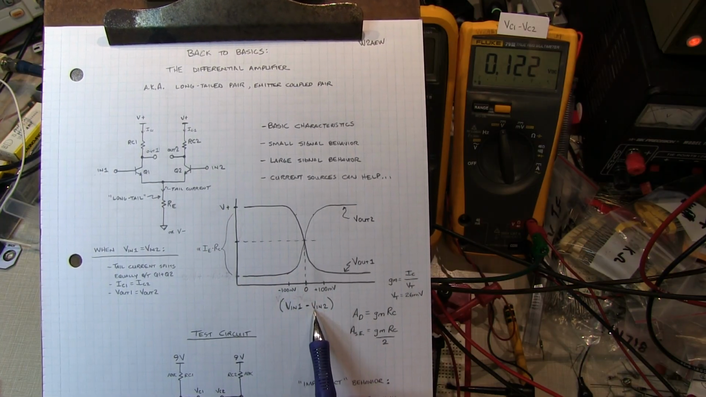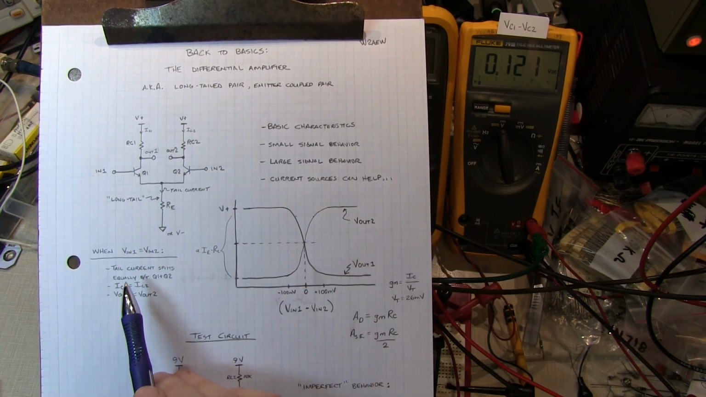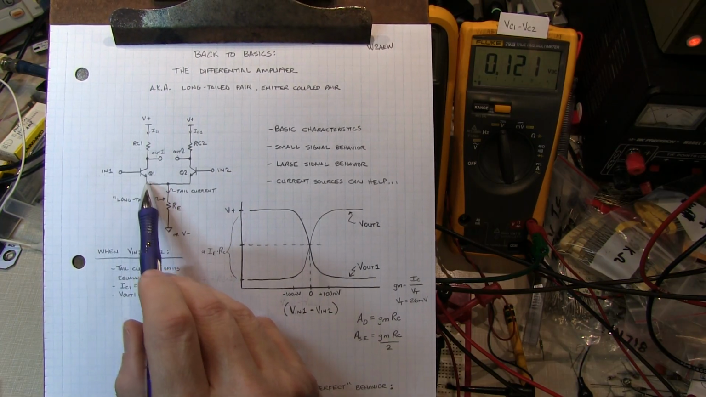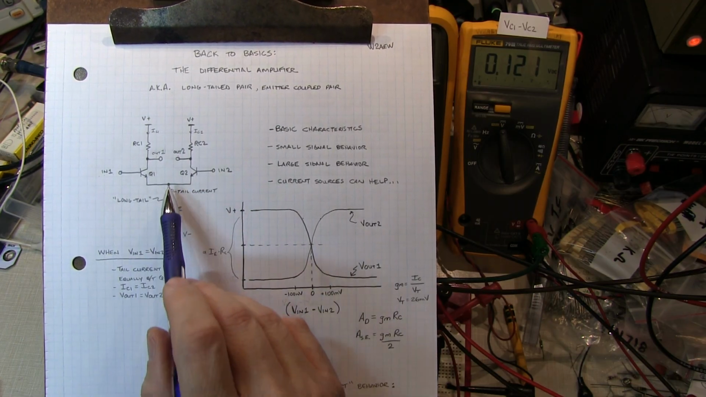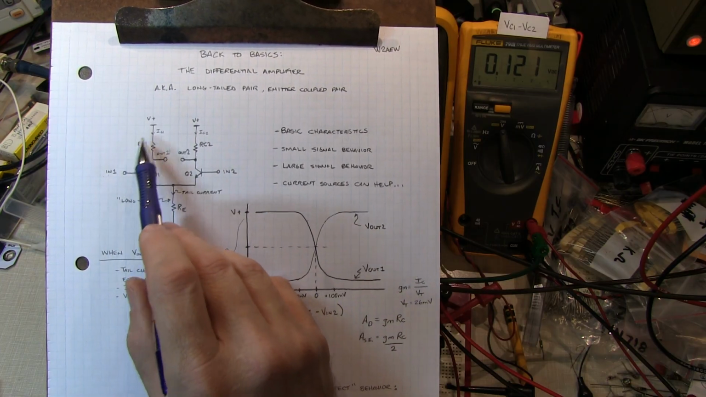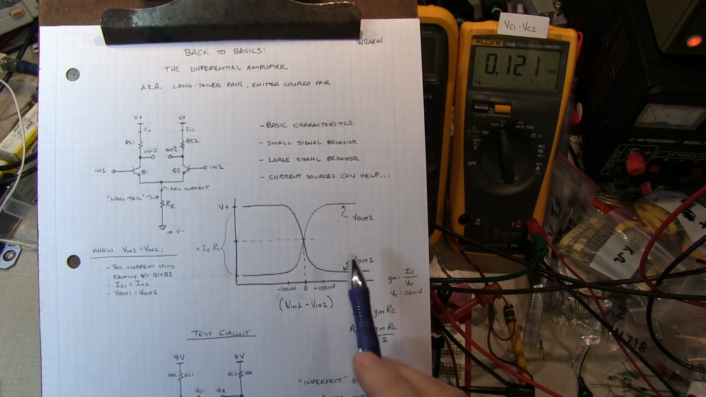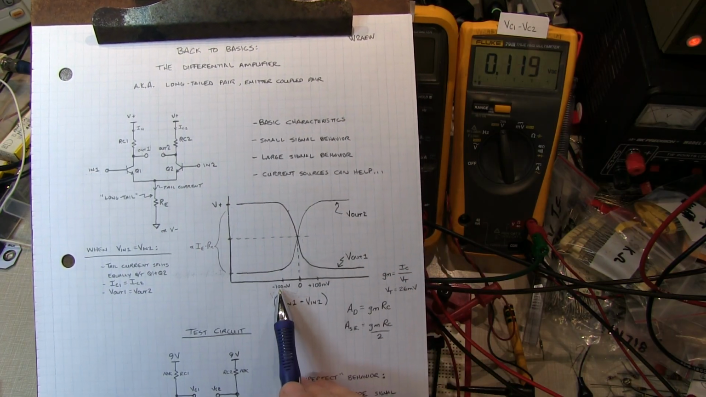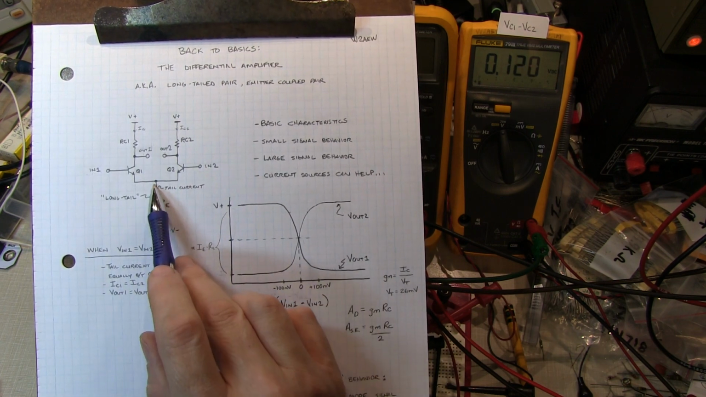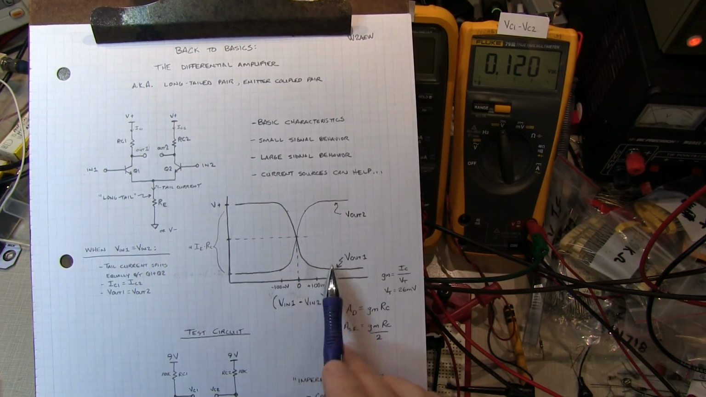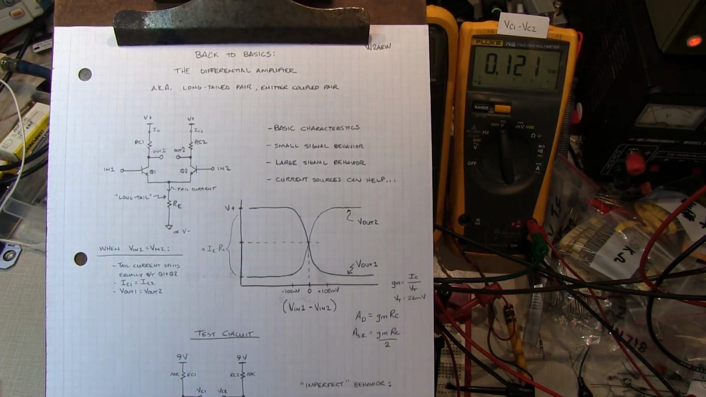Now if Vin1 minus Vin2 starts to go positive, this voltage is higher than this voltage, more of the tail current is going to go into Q1, therefore less into Q2, right? Because the sum of the currents in this node has to be equal to 0. So we'll get more of a voltage drop here, so Vout1 will drop and Vout2 will rise. Once you get to a little bit more than 100 millivolts in one direction or the other, nearly all of that tail current is going into one side and not the other anymore. And that's the basic transfer characteristics of a diff amp.